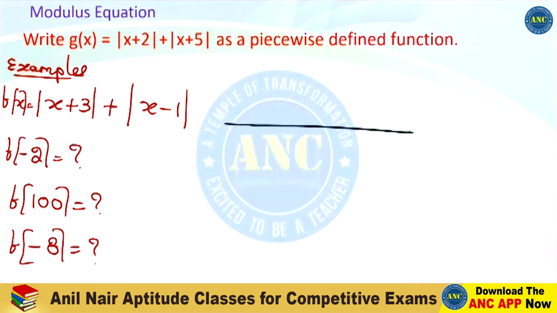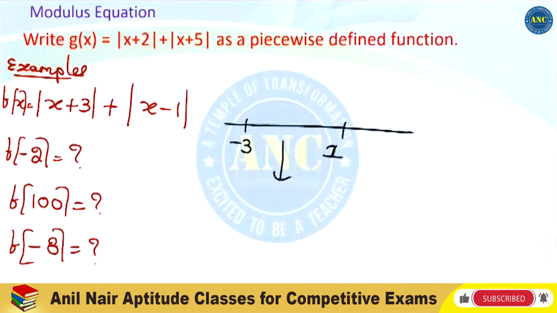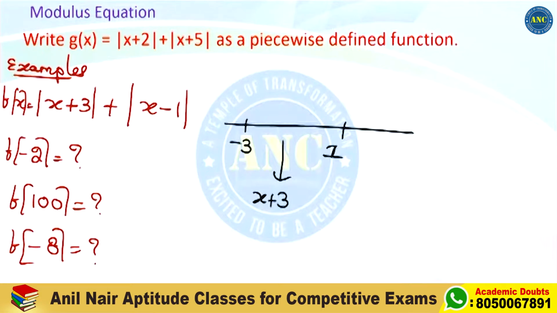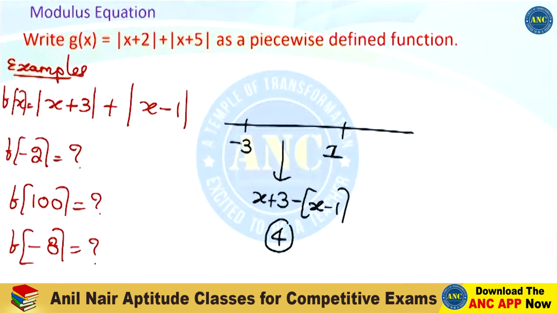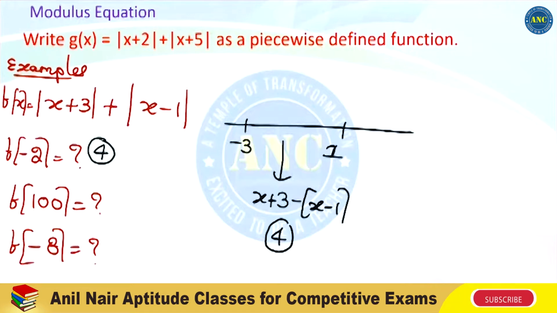Step number 1. Critical points are minus 3 and 1. Now if I take a value 0, 0 plus 3, 3 is positive, so it is x plus 3. 0 minus 1 is minus 1, negative, so minus of x minus 1. It is nothing but 4. In between, if there is any value given in the question from minus 3 to 1, the answer is nothing but 4.